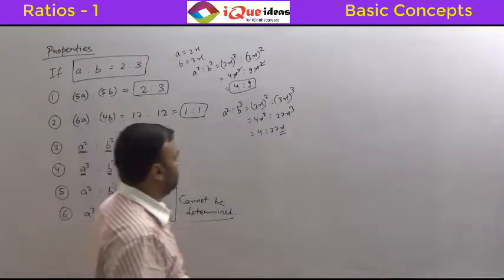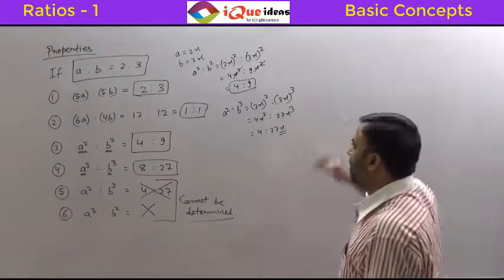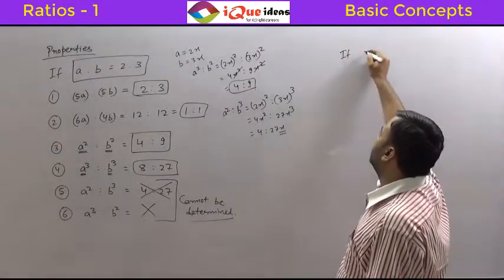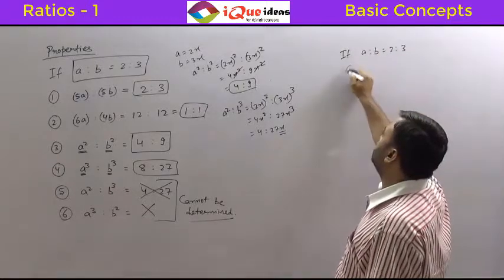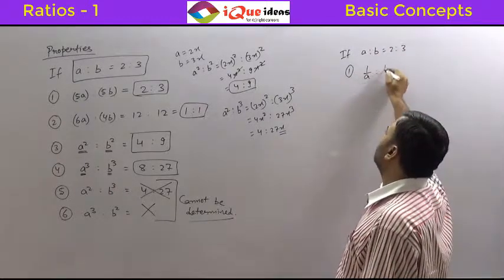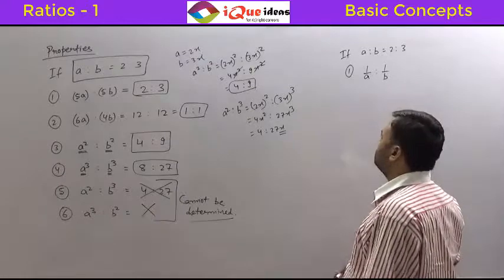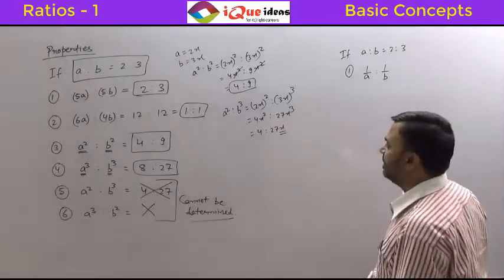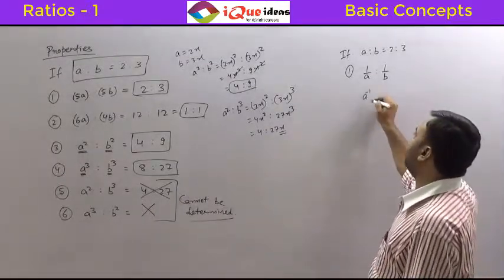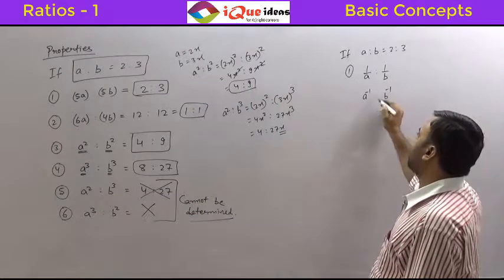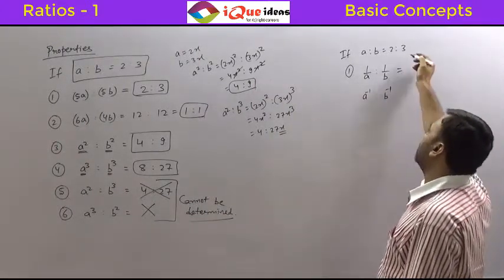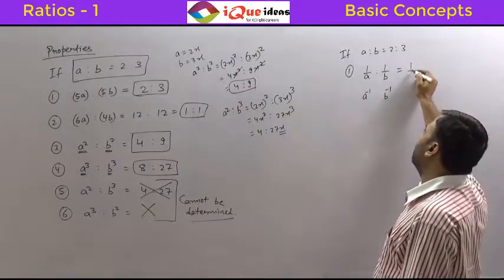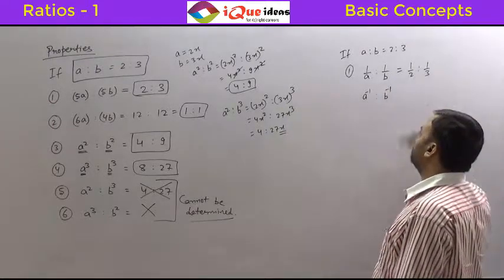Alright? Okay. Now, similarly, once more, if I say A is to B is 2 is to 3, what will be the ratio of 1 by A is to 1 by B? It is actually same as the power thing. Why? Because 1 by A is actually A to the power minus 1, 1 by B is B to the power minus 1. We are doing same power. So we do the same thing to the other side also. So 2 will become 1 by 2. 3 will become 1 by 3.